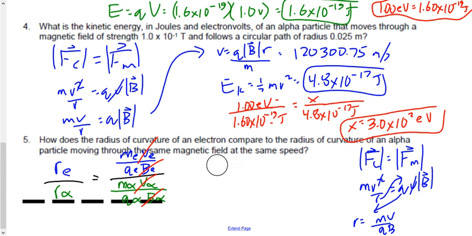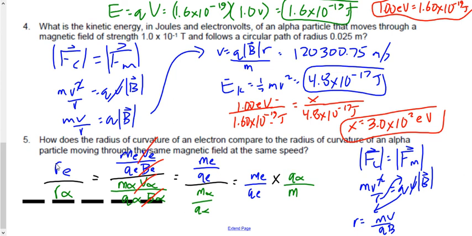So I end up with m_e over q_e divided by m_alpha over q_alpha. We can simplify that a little bit by multiplying by the reciprocal. We're going to say m_e over q_e times q_alpha over m_alpha. Do the math. And when you do, you get a value that is 2.7 times 10 to the minus 4.